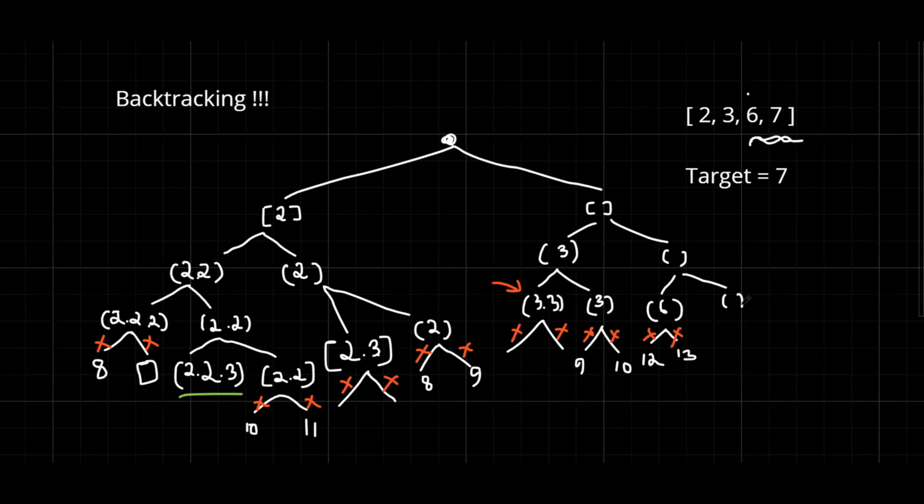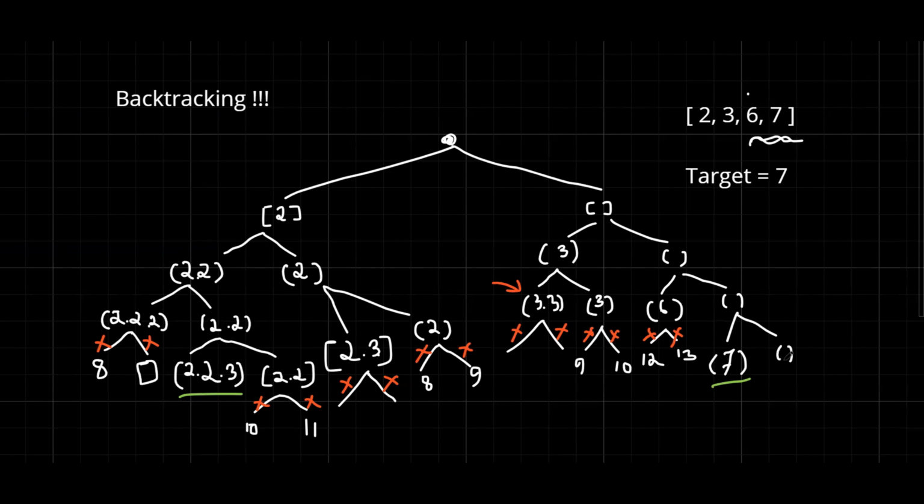Now for this empty list, we have another choice. Either I can take 7 or I can ignore it. If I take 7, our current list will contain the value 7, or if I ignore the value 7, our current list will still be empty. Now we have also reached another result because the summation of this 7 is exactly equal to the target.